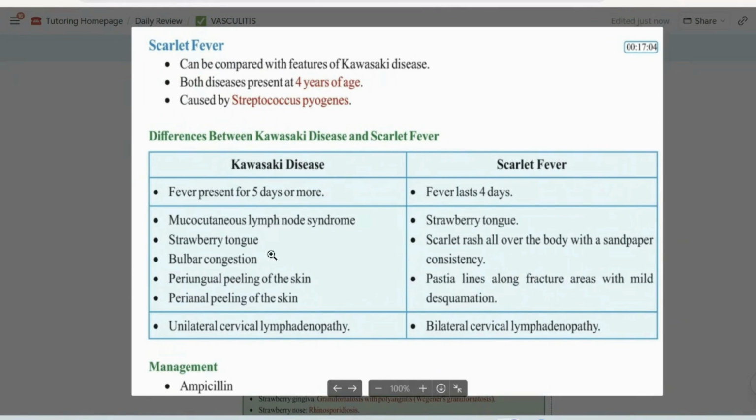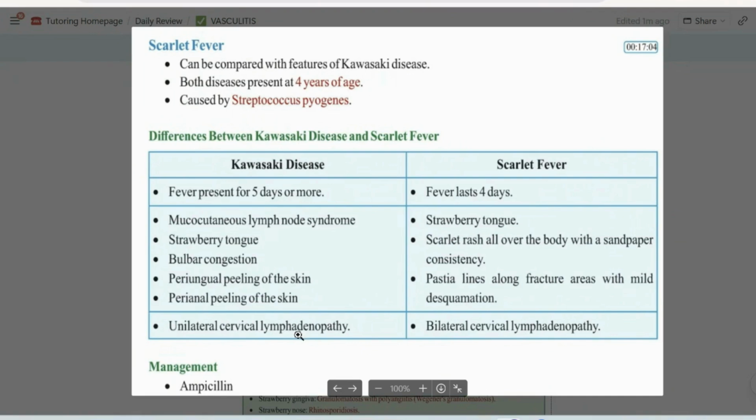This won't. Okay, where's the rash and how is it? The rash is all over the body. It's sandpaper, so it's gritty in texture, right? What happens when you physically examine the patient's body? You see on the dependent surfaces like axilla and inguinal region, etc., multiple lines called pastia lines, right? And you may see some mild desquamation, but it's only on those highly foldable creases. Okay, so those are called pastia lines, right?